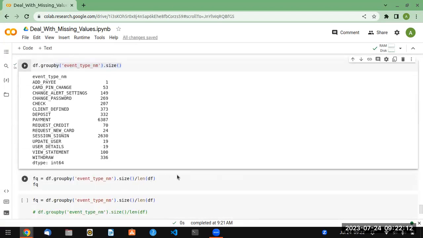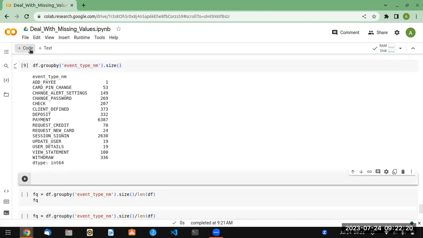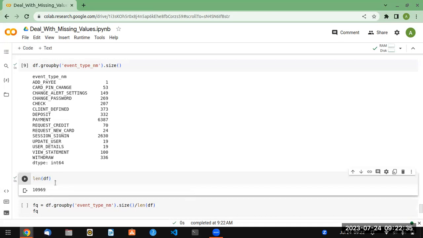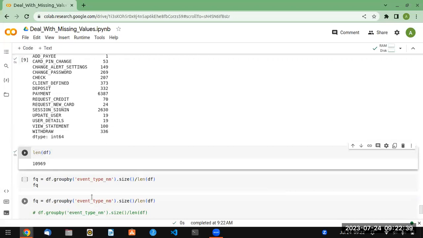Now what is the length of the data frame? What am I achieving by dividing it by the length of the data frame? Ratio. Length of data frame is what? What should be the output of this code? Total number of rows, total number of records. That means rows, right? 10,969 rows we have, right? So frequency you can calculate by this one.